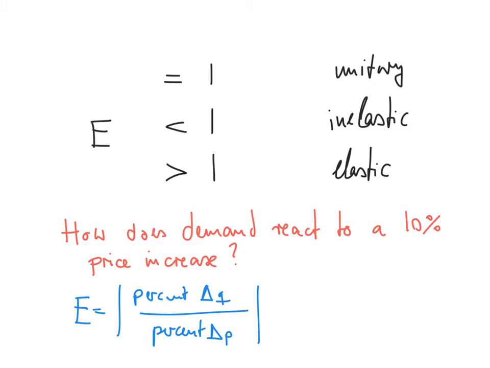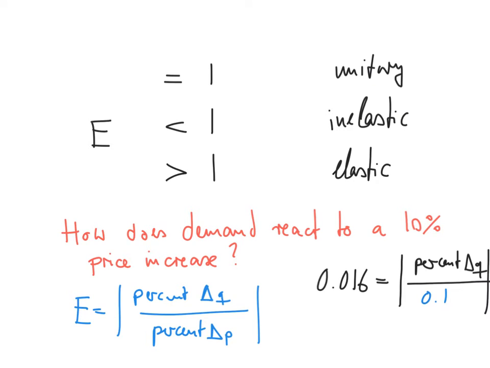So we are given now, we've computed elasticity. We know that was 0.016, and this is now equal to percent delta Q divided by percent delta P. But percent delta P, we know. We know that there's a 10% price increase, so we can simply write here 0.1. That's 10%.